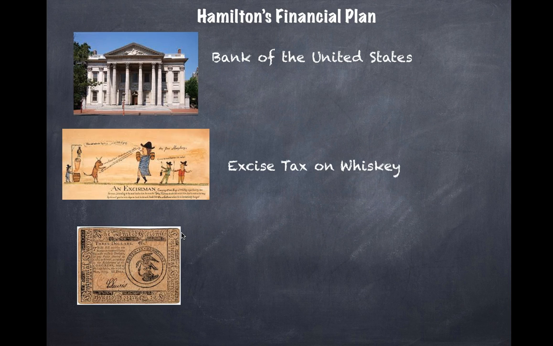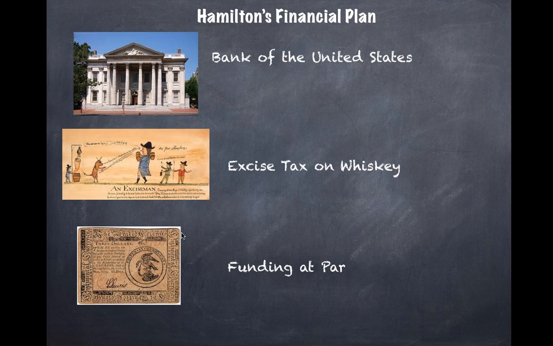Second part of the plan was another way to raise money. Excise taxes, in this case on whiskey, where each gallon of whiskey would be taxed at a certain level. That money would go to the Bank of the United States. Third part of the plan was funding at par.